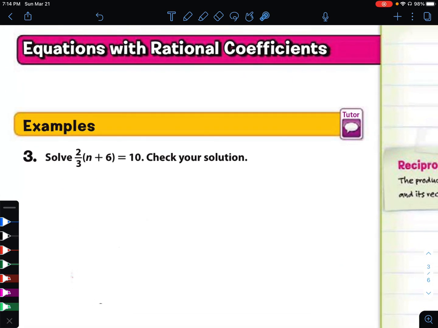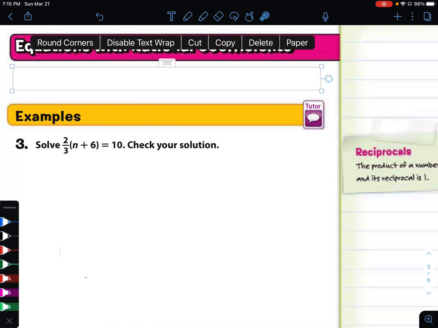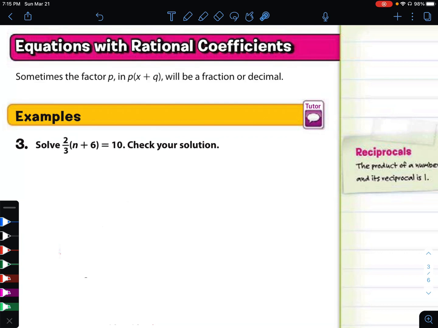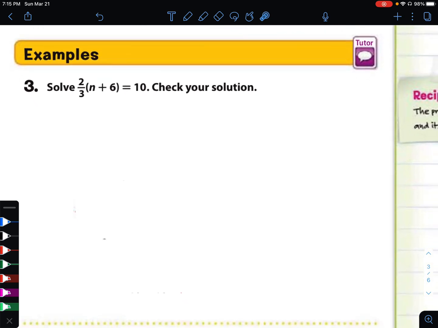Now let's take a look at equations with rational coefficients. Remember what rational coefficients are. They can be fractions or they can be decimals. Sometimes the factor p in p times the quantity x plus q will be a fraction or a decimal. That's why it's called rational coefficients. So this number right here can be a fraction or a decimal. And this is exactly what we have in example number 3.